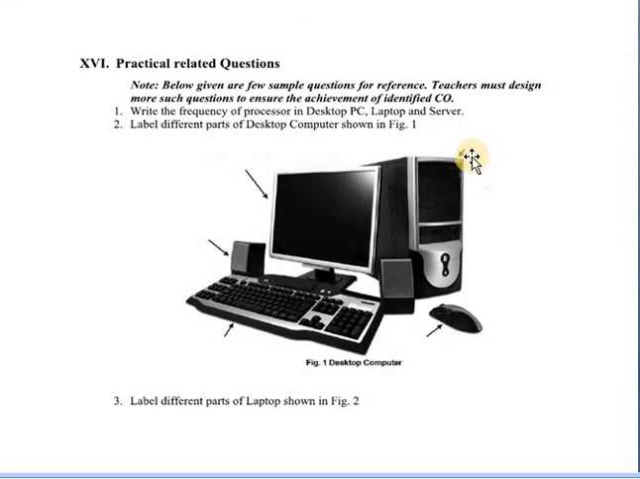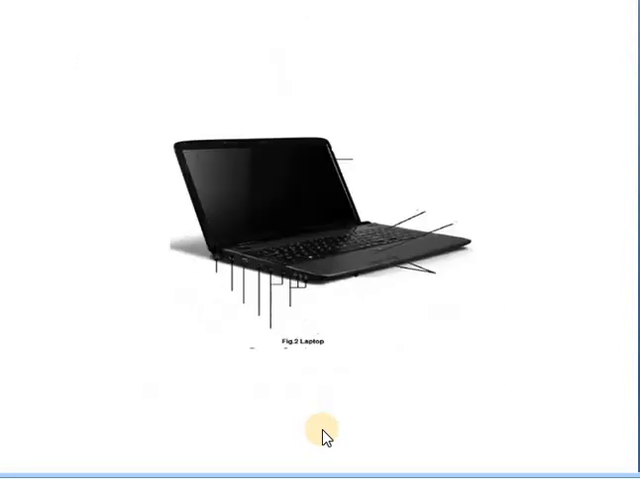Here an arrow is shown, what is this? For example, this is a CPU. Okay, write down this is a CPU. This is a mouse. This is a keyboard. Write down each and every label or different parts of a desktop computer in your notebook, and label different parts of a laptop, which is shown in figure 2.